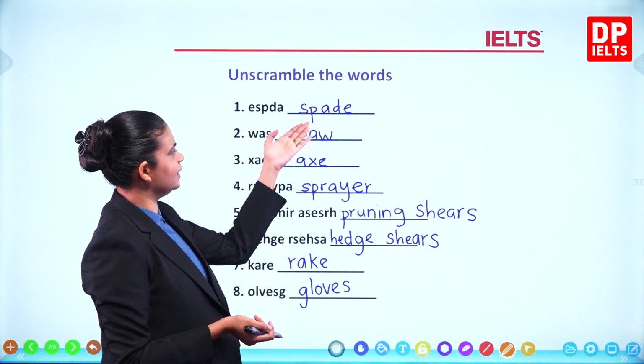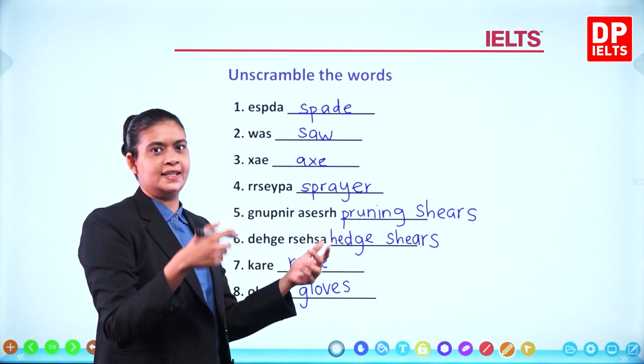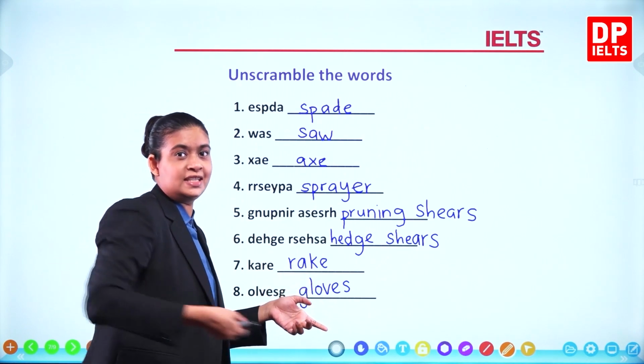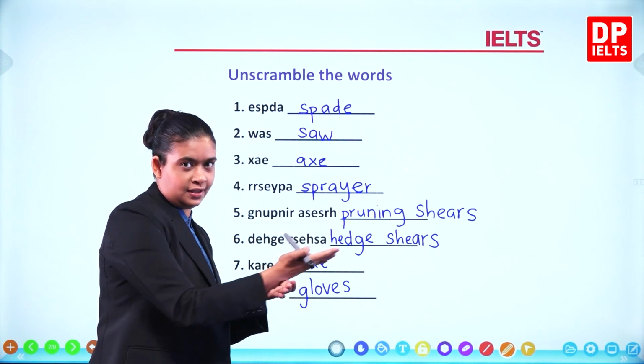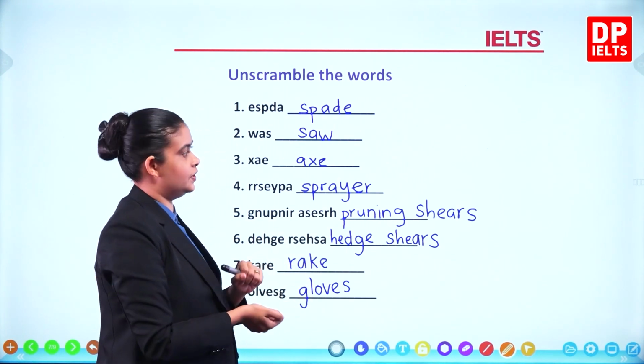Let's have a look at the meaning. The spade. You know what a spade is now, right? You take things out, like when you want to dig the soil. Spade. Saw is like a little tool which you use to cut. Axe, you can chop trees off.